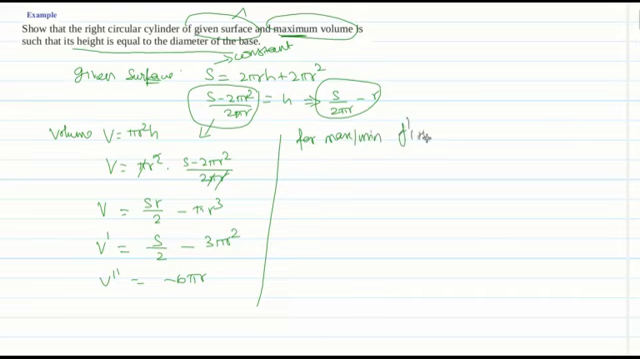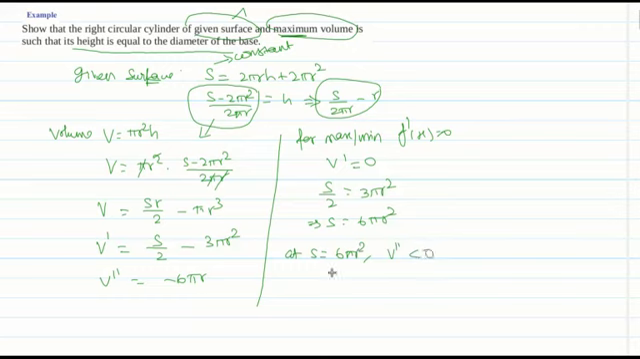F dash of x is equal to 0. Here we have to write that V dash is equal to 0. That means S by 2 is equal to 3 pi R square. So this implies S is equal to 6 pi R square. Children, whatever we take, if we substitute in V double dash, it will be less than 0 only. Therefore, at S is equal to 6 pi R square, I can say V double dash is lesser than 0. Therefore, volume is maximum. Okay, children?